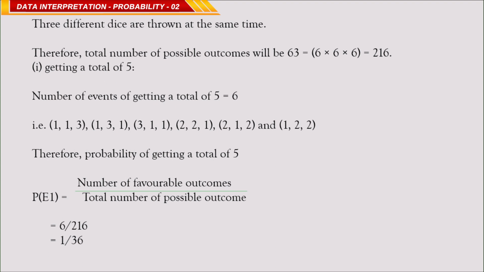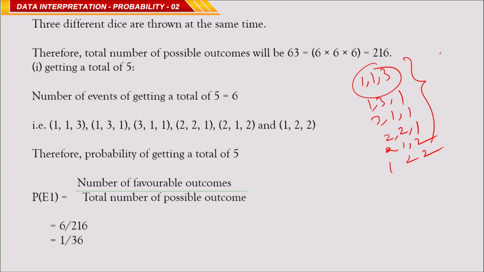Getting a total of 5 means here there are: 1 1 3 is one possibility, 1 3 1, 3 1 1. Any more? Okay, next: 2 2 1, 2 1 2, 1 2 2. So there are 6 favorable outcomes where the sum of the numbers on the faces of the 3 dice is a 5.